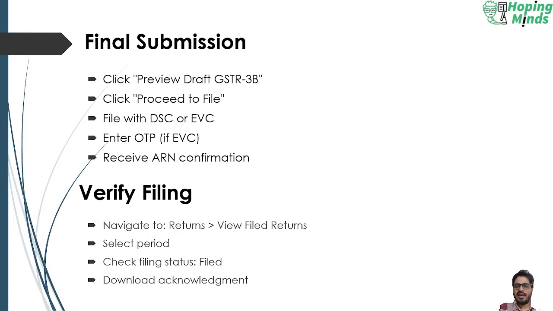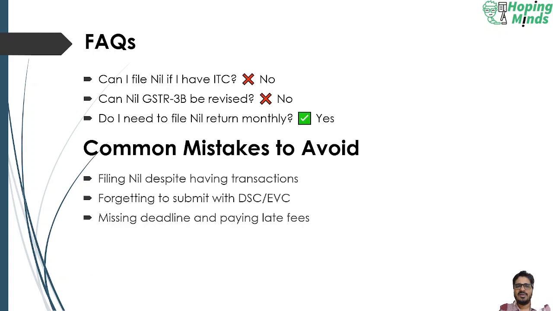Then to verify if our return has been filed or not, we have to navigate to the returns tab, and under the returns tab we have to go to view filed returns. Under view filed returns, we again have to select the period and check the filing status. It must be coming as filed. From there we can download the acknowledgement of the filed return.